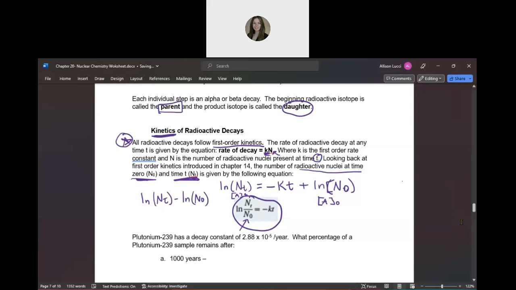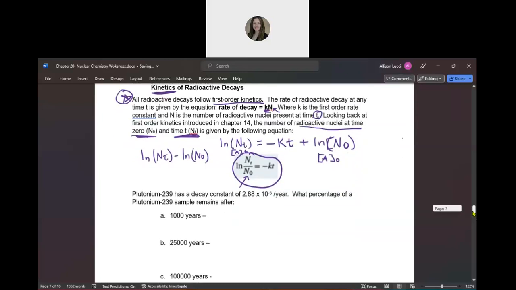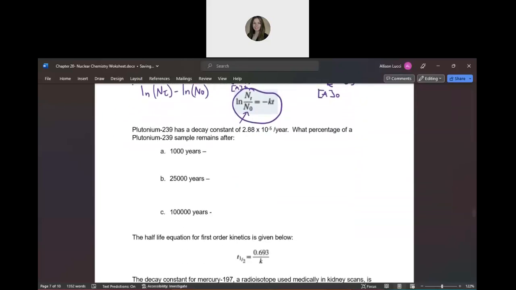Let's utilize this equation with some examples below to find out, in this example, how much plutonium-239 will remain after some time. So we have 1,000 years, 25,000 years, or 100,000 years. To rewrite our equation here, this natural log of N t over N 0 gives us the percentage that remains. The amount at time t divided by the starting amount will give us our percent remaining.